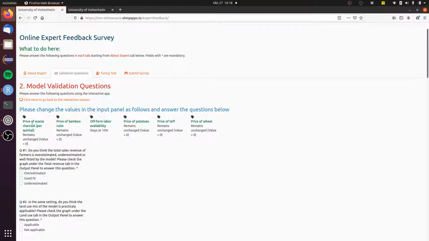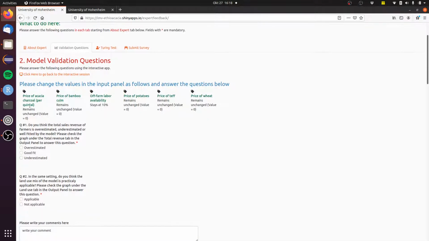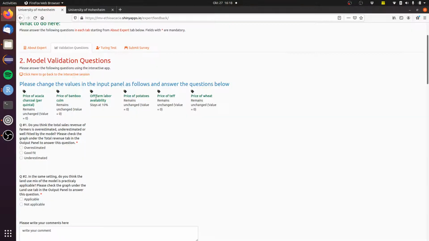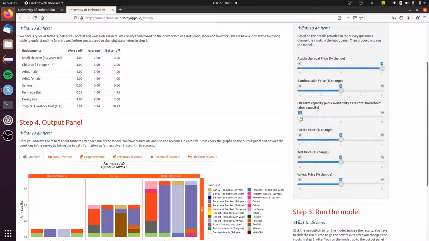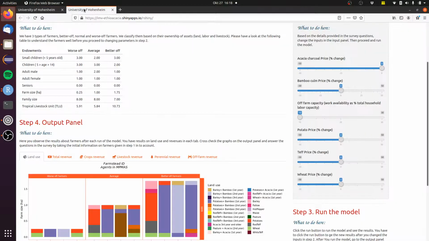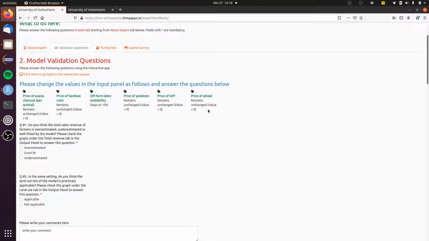The first one says please change the values of the input panel as follows and answer the following questions. So we change the price of acacia to 0, the price of bamboo culm is already 0. Off-farm labor availability is at 10% at the moment, and we have price of potatoes, price of teff, and price of wheat, all of which are at 0. This is the baseline scenario. Everything remains unchanged, and the minimum off-farm availability, or the off-farm capacity, is 10%.